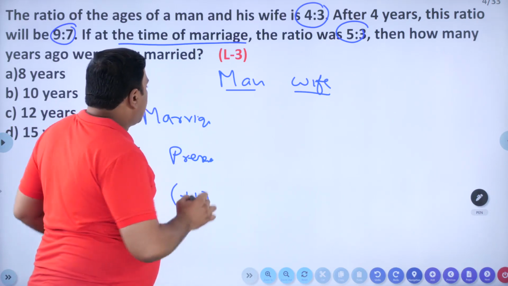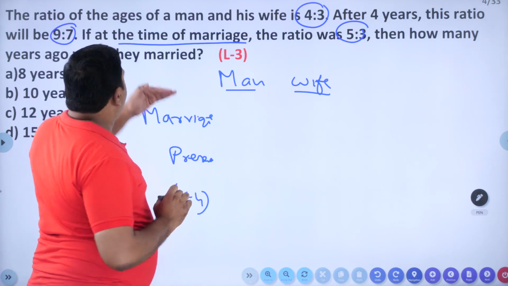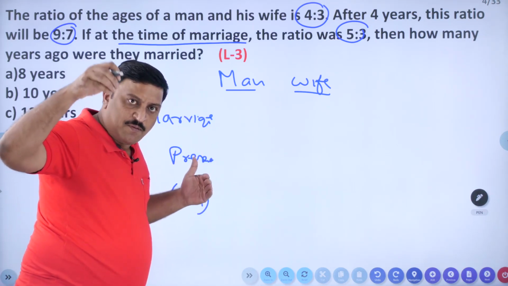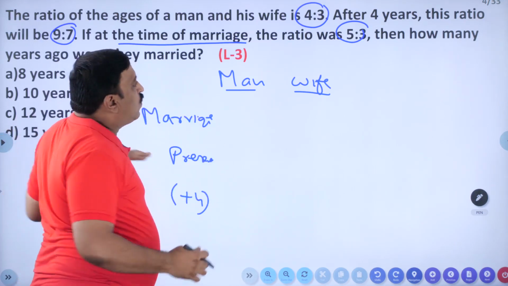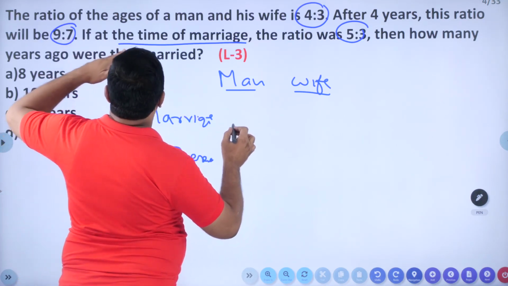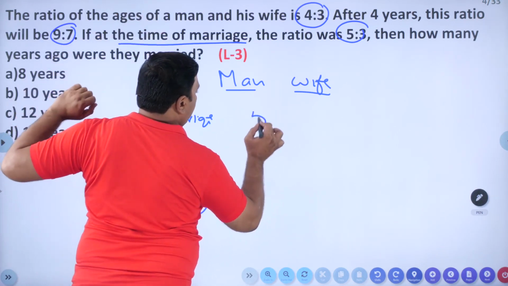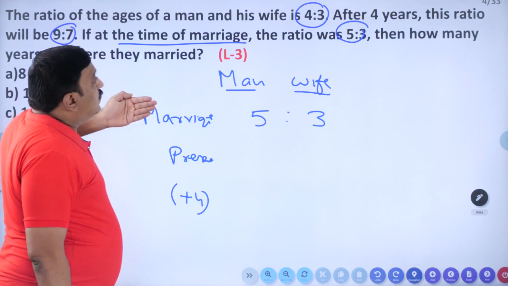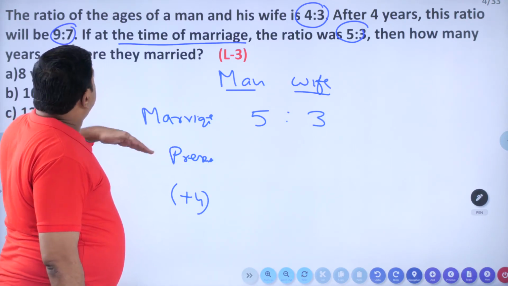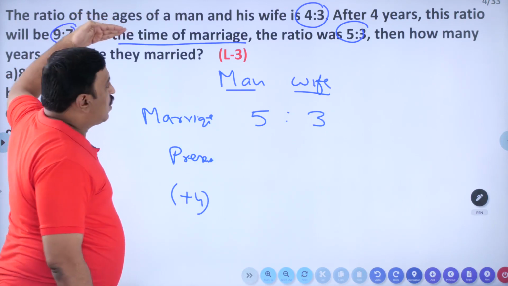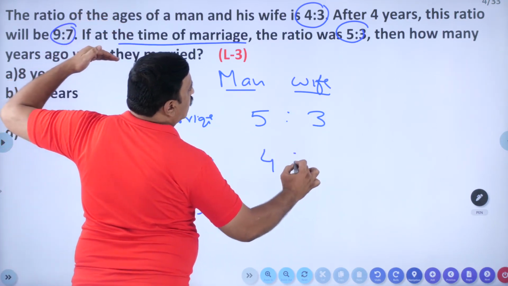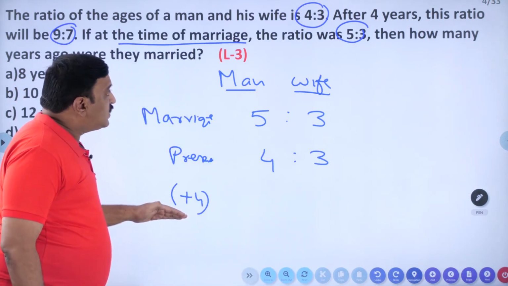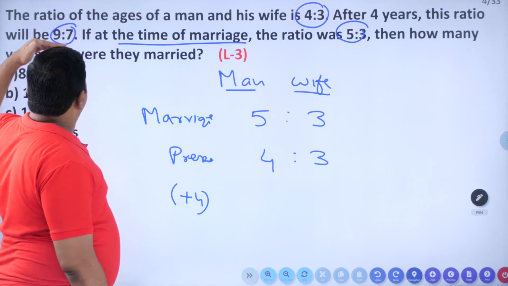Okay. Now let's start with the marriage ratio. What do you mean by marriage ratio? That is the ratio of the wife and husband at the time of marriage. How much is it? See this one. At the time of marriage, it is 5:3. Fine. Then the present ratio is also given. It is 4:3. Then after 4 years, it will be 9:7.